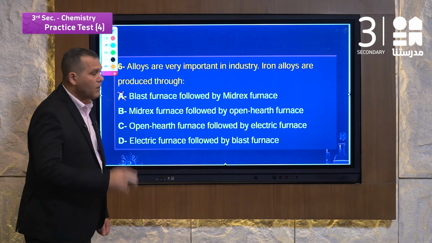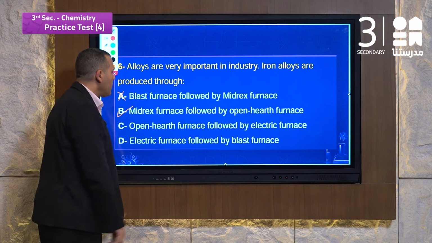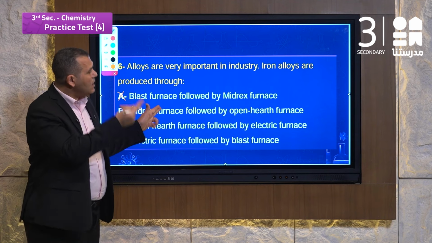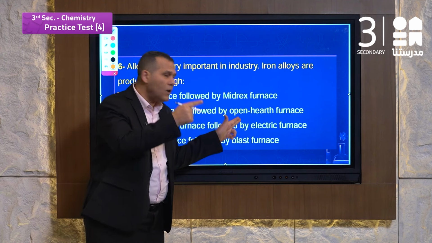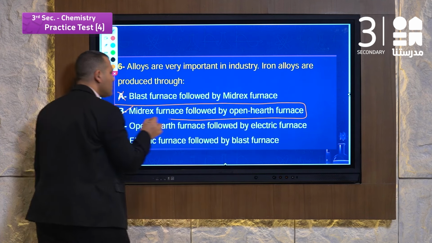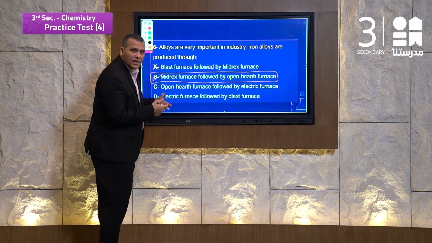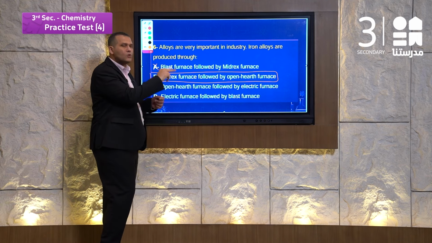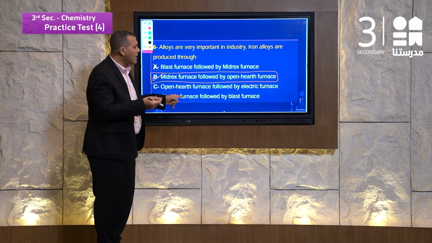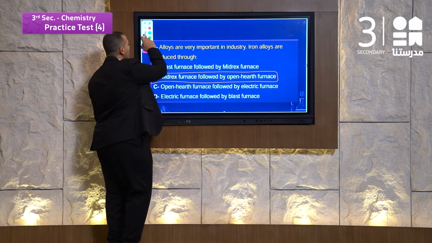Matrix furnace followed by open furnace, correct answer. Matrix furnace, in which the reduction process occurs to obtain iron, then production of iron alloys in open furnaces. B is the correct answer. Open hearth furnace followed by electrical furnace, two furnaces used in production of alloys, wrong. Electric furnace followed by production before reduction, wrong. So the correct answer is B.